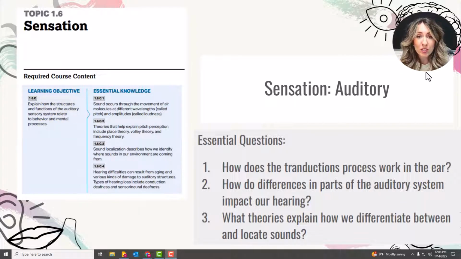And we're going to do that by answering these three essential questions. So first, how does the transduction process work in the ear? Second, how do differences in parts of the auditory system impact our hearing? And third, what theories explain how we differentiate and locate sounds?